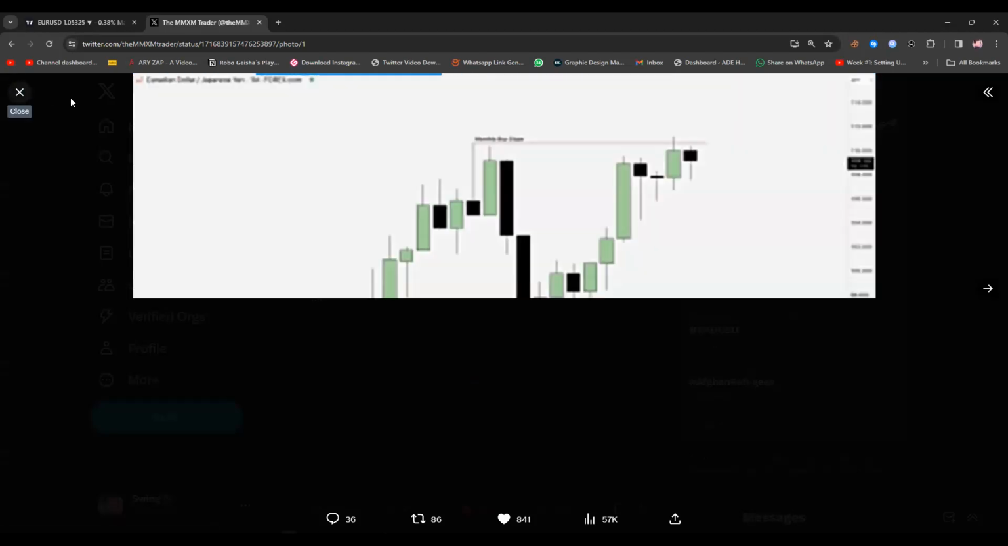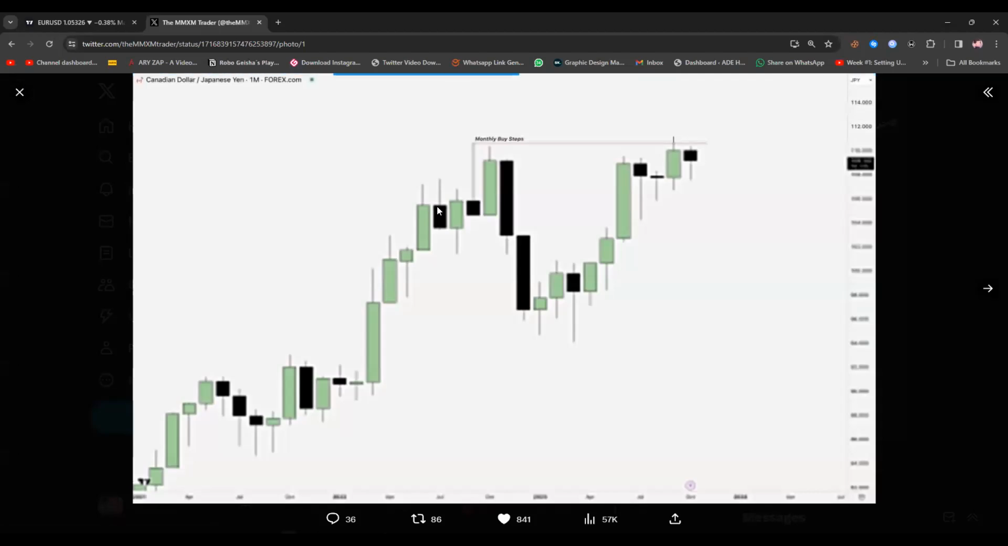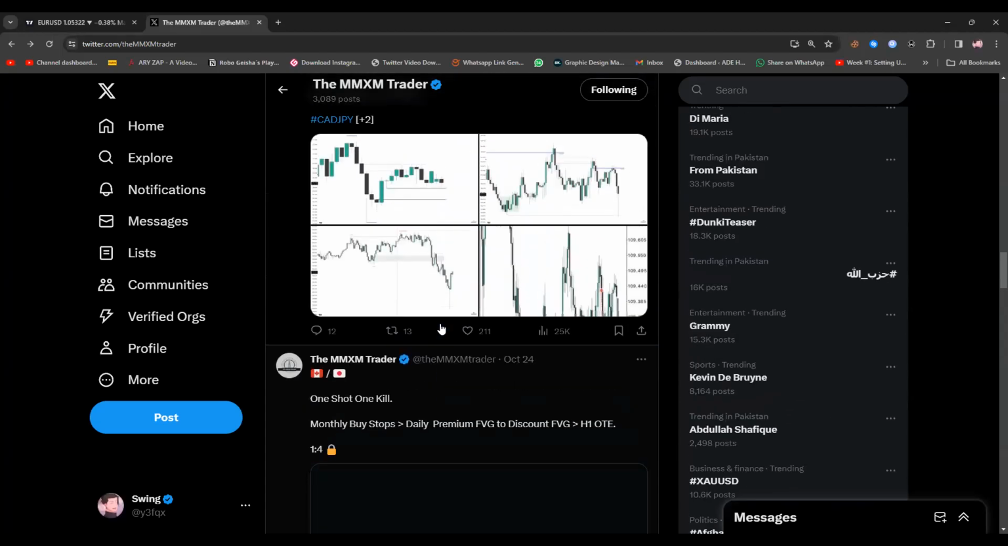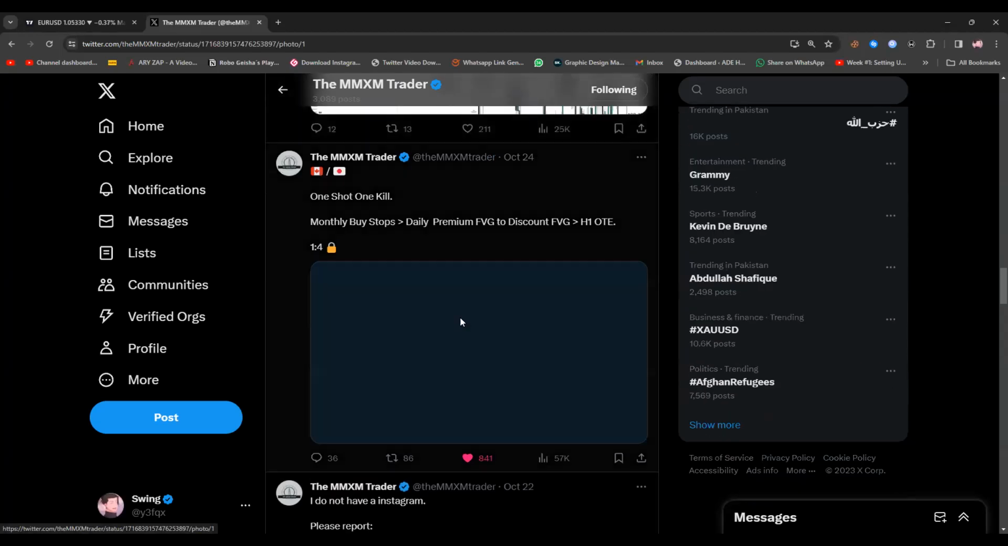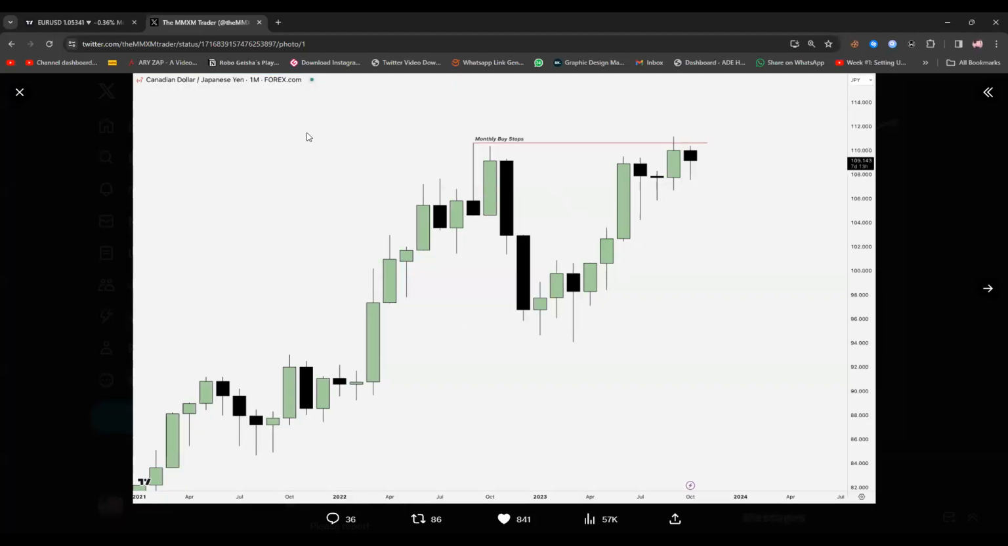There's really genuinely something wrong with my internet, or maybe it's the cable. Okay, so there is a trade, CAD-JPY. Monthly buy stops were taken out. So the eye is going to go into the internal range, of course.